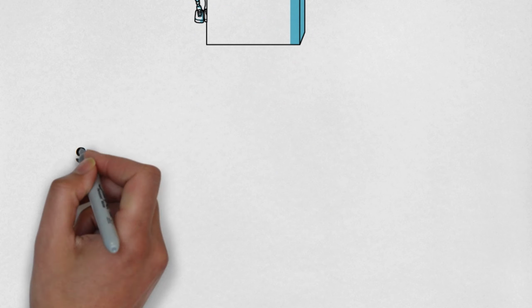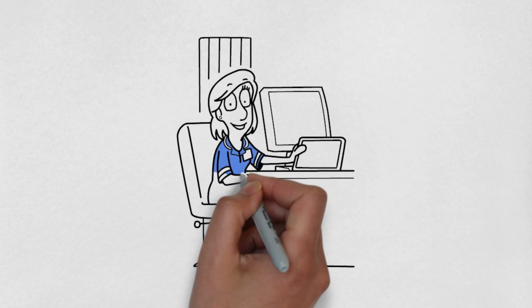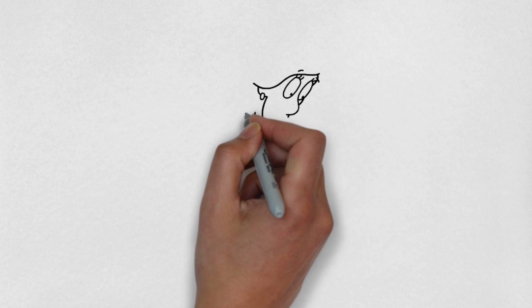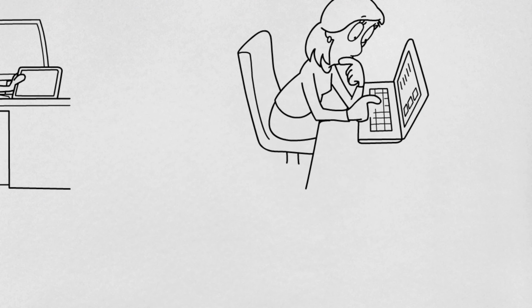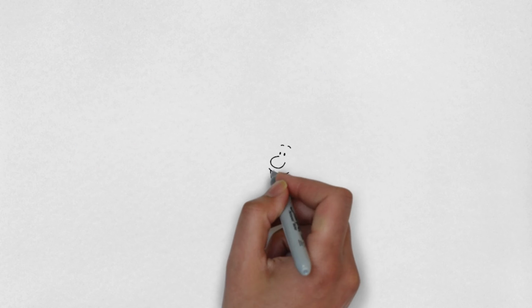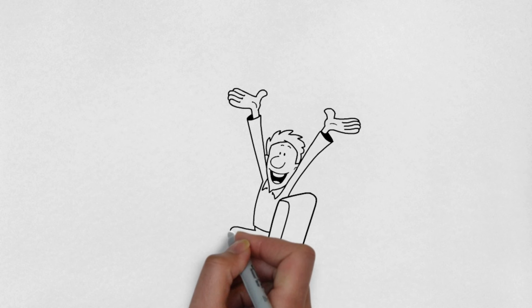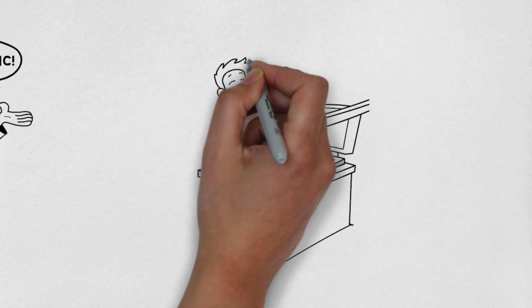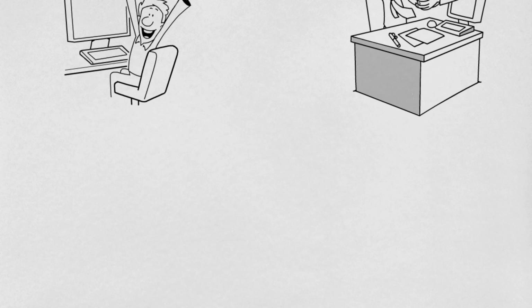Step 5. Transcribe the audio or video recording. Once you have all the information you need, you can start transcribing the audio or video recording. Step 6. Get paid for your services. When you've completed the transcription, you can submit it to the client through ChatGPT. You'll get paid for your services. ChatGPT takes a commission.